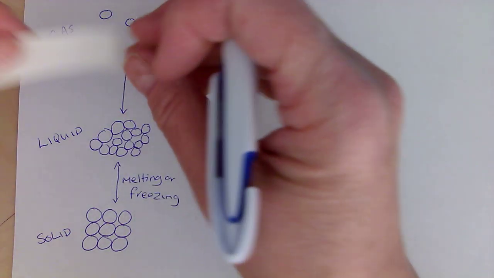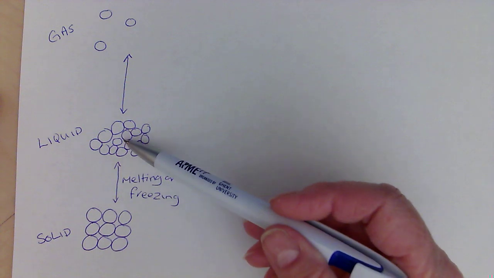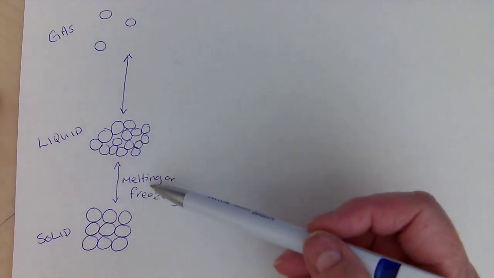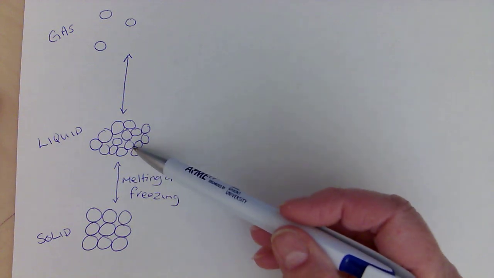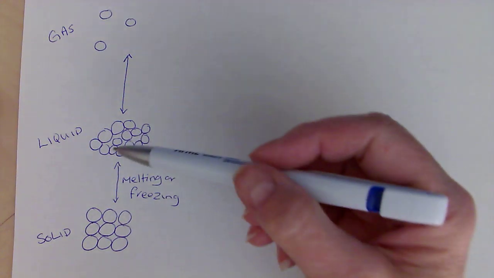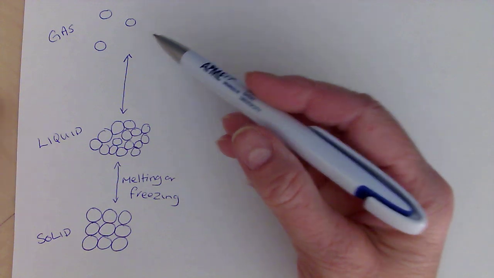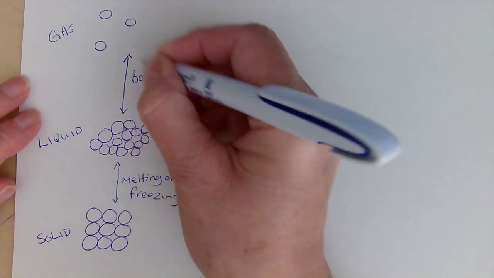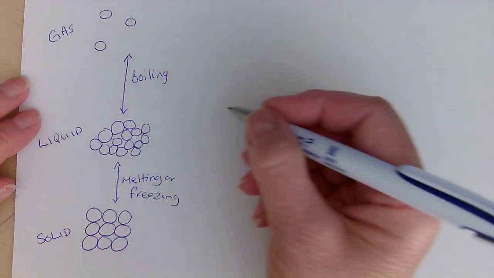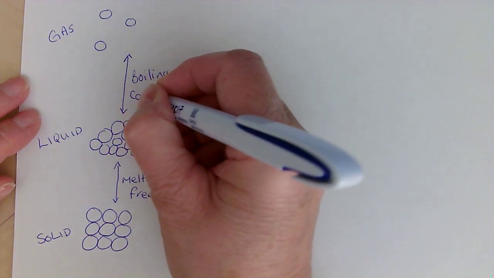And between them, to move from the solid to the liquid state, we would melt. So going from solid to liquid, we would melt, but going from liquid to solid, we'd be freezing. So going from a liquid to a gas, we would be boiling, and to go the other way, from a gas to a liquid, we would be condensing.